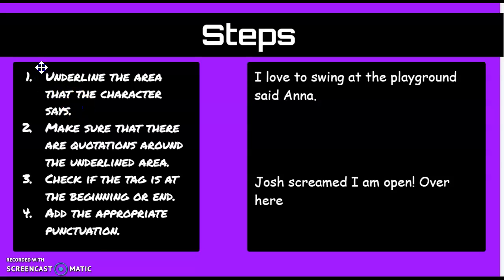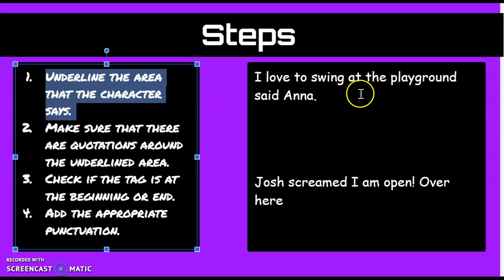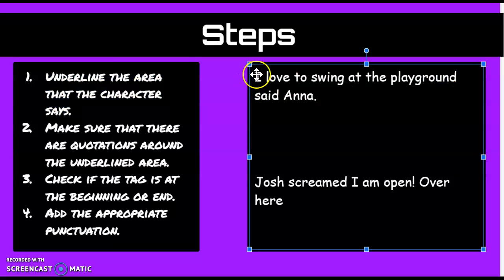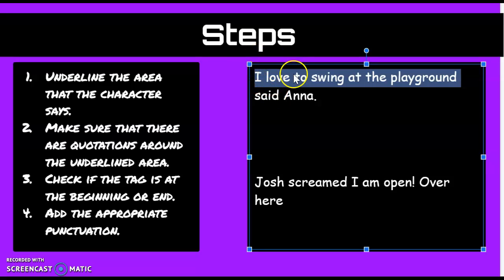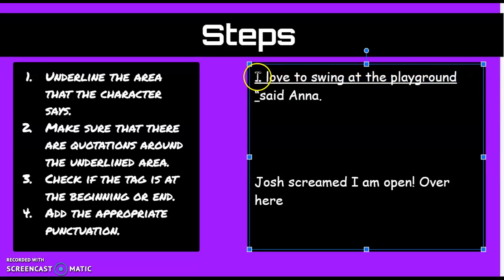To begin, we can underline the area that the character says. So in this sentence right here, I love to swing at the playground, said Anna. I'm going to apply these steps as we go along. So first I can underline, I know she says, I love to swing at the playground. That's what Anna says. The second step is make sure that there are quotation marks around that area. Okay, so I'm going to make sure that there are quotation marks around where she is talking, and I do that by clicking Shift and then where the apostrophe is.